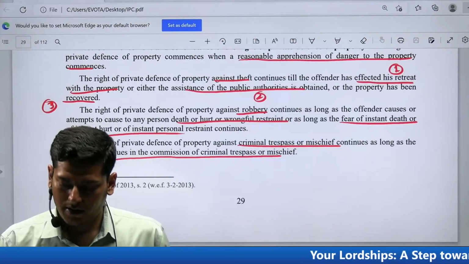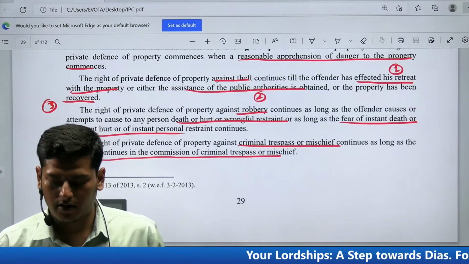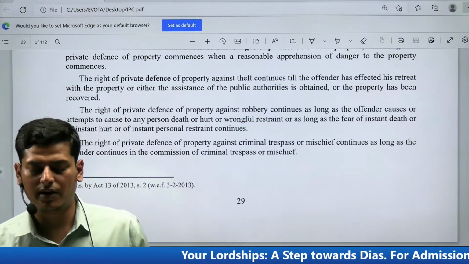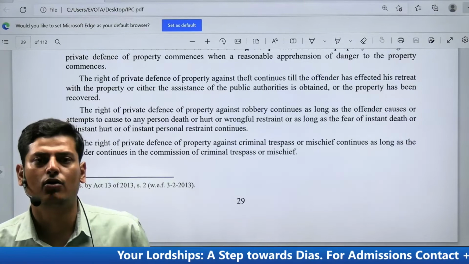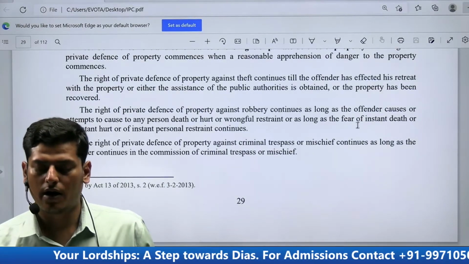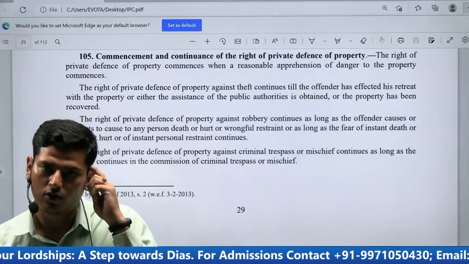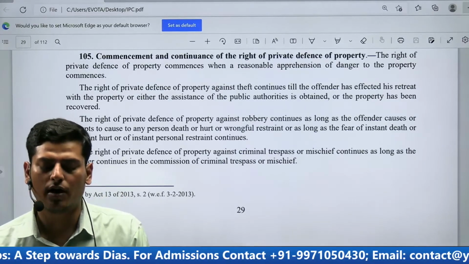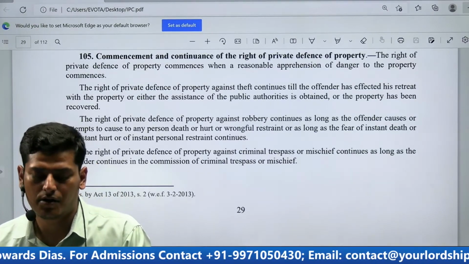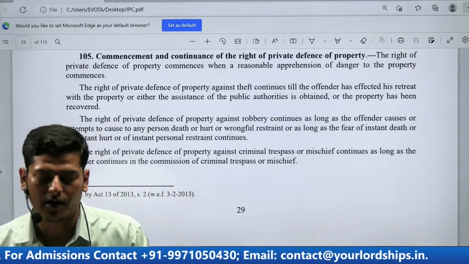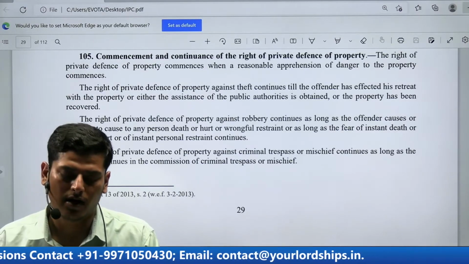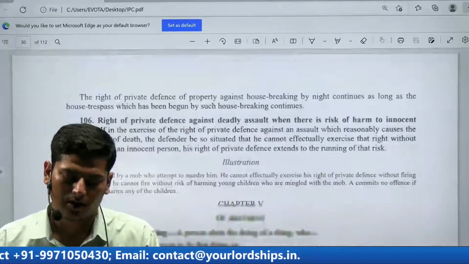Similarly, robbery के case में, as long as the fear is there, as long as the offender causes or attempts to cause the death, hurt, or wrongful restraint. As long as, in the case of theft, as long as the offender has effected his retreat, as long as the assistance is obtained or the property has been recovered, until then the right to private defense of property will extend.